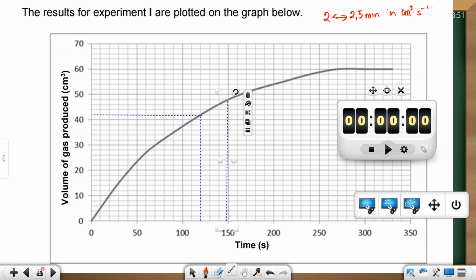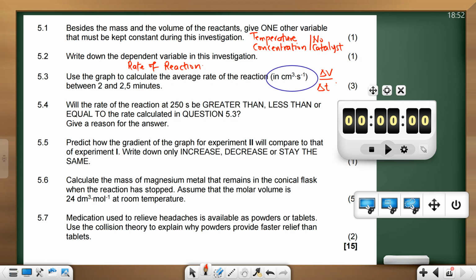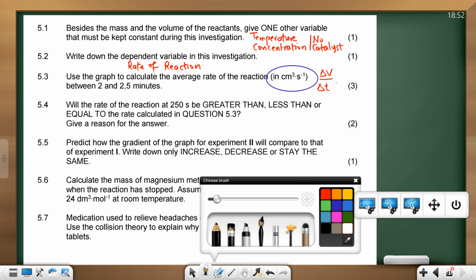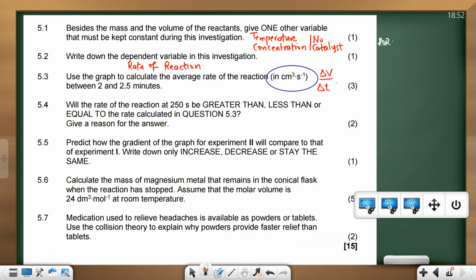So we have 42 and 48. Okay. Once we get those values correct, I think we are good. It's more of common sense now. So what do we have? Rate of reaction equals what? Change in volume over change in time, which is 48 minus 42 over what? 150 minus 120. What's your answer?